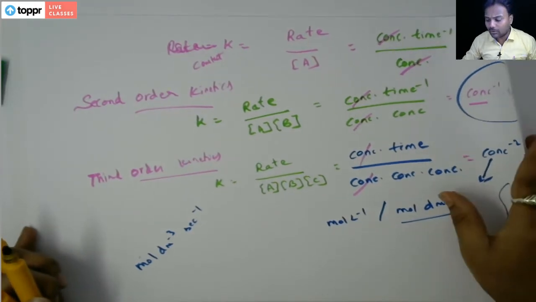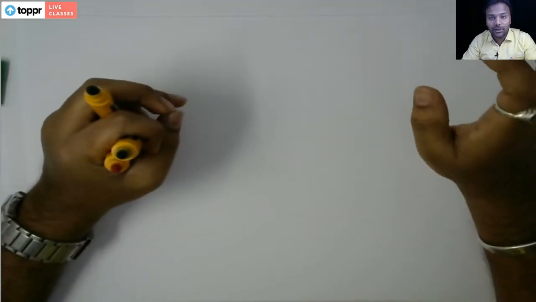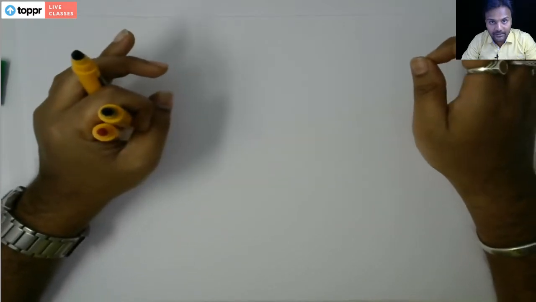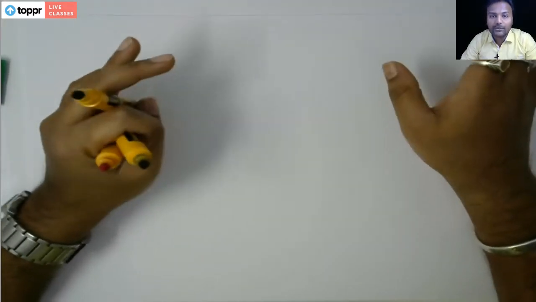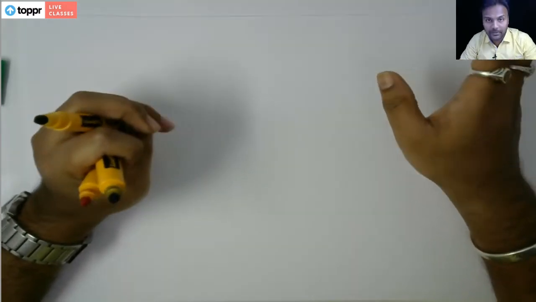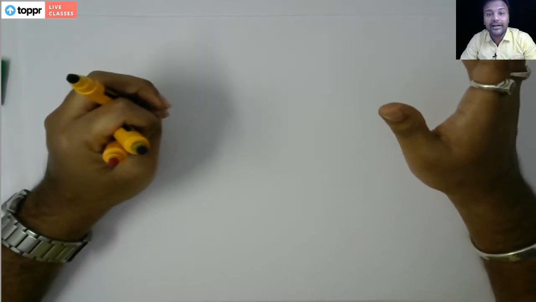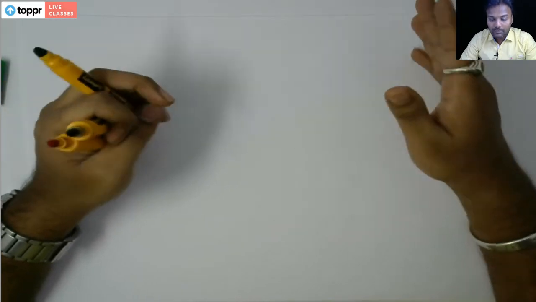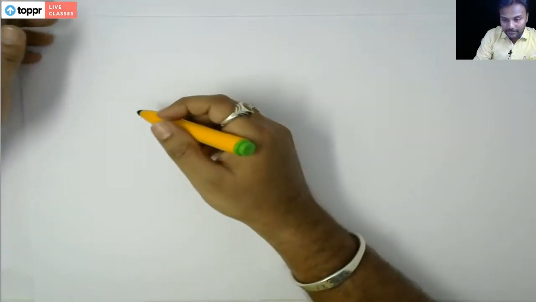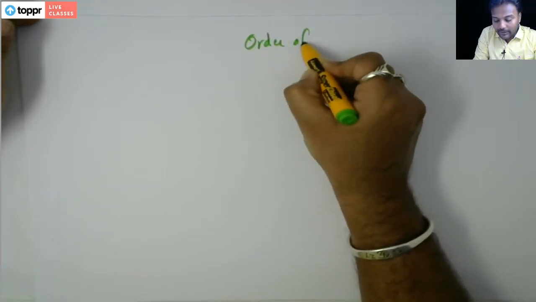Then how to find out the order of a reaction when the experiment is given? See, the order of a reaction can be found out experimentally. Theoretically it cannot be found out. You can predict the order of a reaction only through carrying out experiments. So it can be found out, yes, provided you have experimental data with you. How? We'll see. For example, let's find out the order of a reaction.